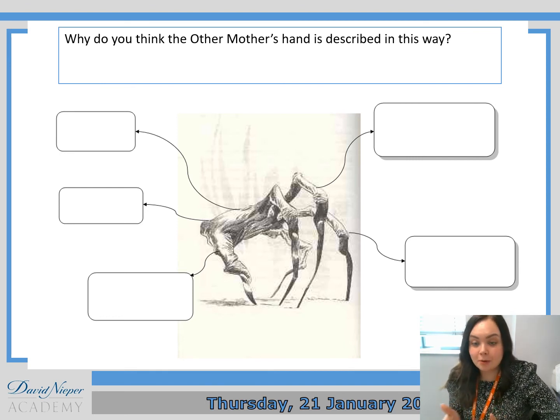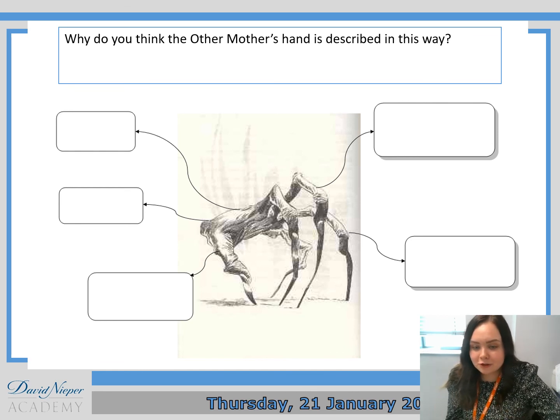And I think he puts it right at the end of chapter 12 as a cliffhanger, okay? So you should know what a cliffhanger is because we've spoken about them before, but essentially it's something that's going to make us want to read on, and we're going to want to find out why the hand is there and what it's going to do next, okay? So I think that's why the other mother's hand is described in this way.